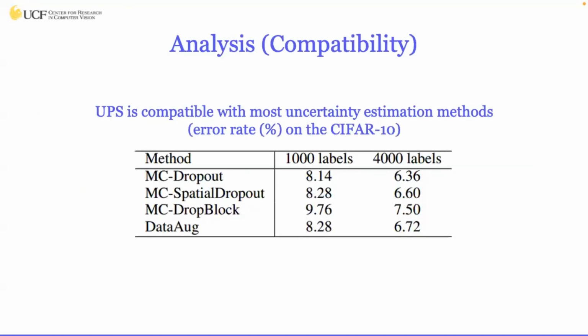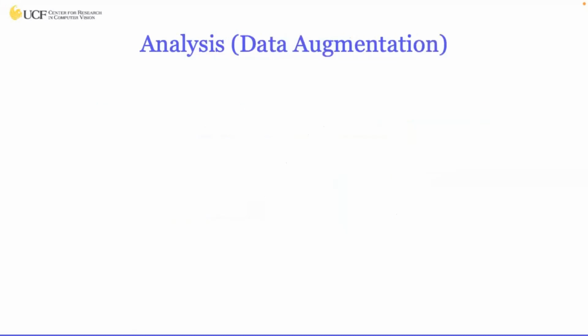Now, let's look into some analysis. For uncertainty computation, in our method, we mostly use MC dropout, but this MC dropout can be replaced with other uncertainty estimation methods, which can be MC spatial dropout, MC drop block, or even, without any changes in network parameters, we can generate the uncertainty from data augmentation. We don't do any hyperparameter optimization for these experiments, and we see that all of these actually lead to similar results. So this shows that our method is compatible with a lot of uncertainty estimation methods.